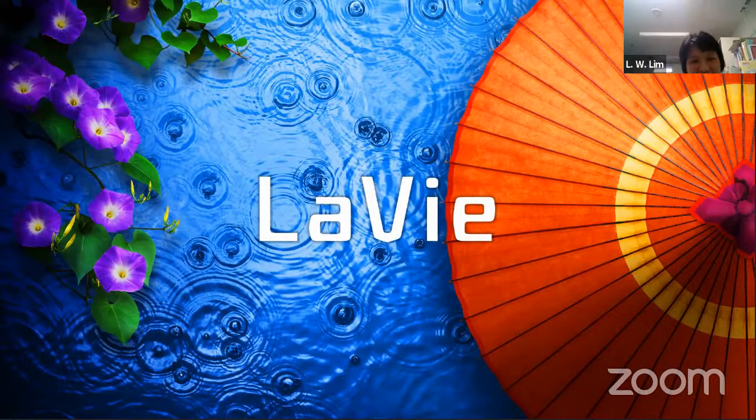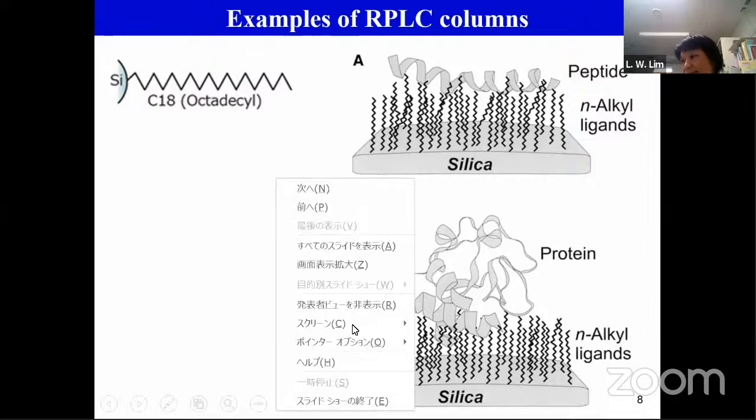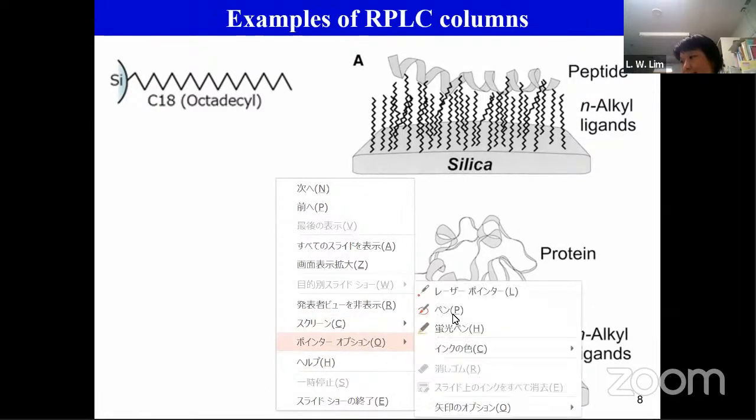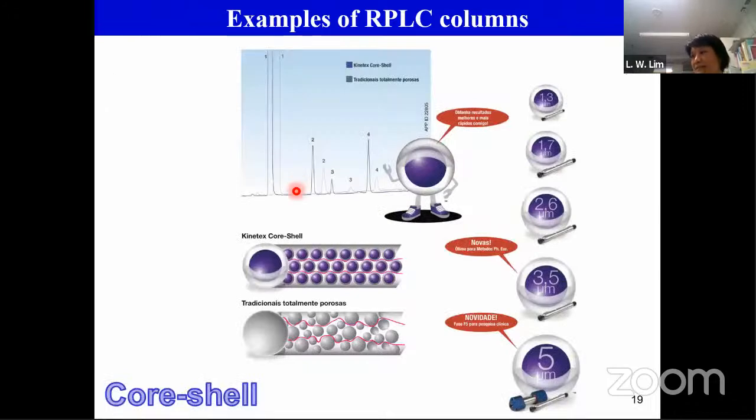Anyway, I will continue with sharing my slide for today. Just now I talked about the reverse phase column. But right now, most makers or companies make core shell columns. Core shell column is something like this. In the old days, we used totally porous materials, which means something like this.